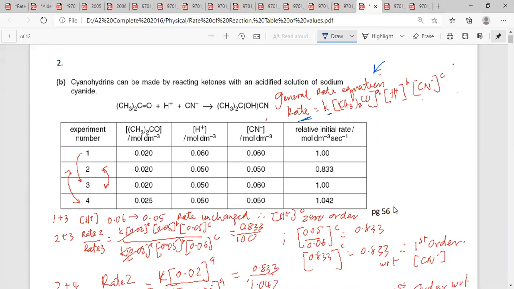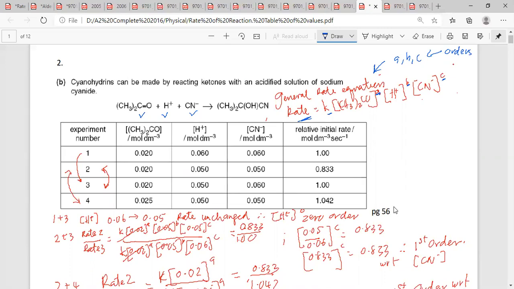Now there are three reagents here: propanone, H plus, and your cyanide. So put A, B, and C as the powers. I want to determine A, B, and C, which are called the orders. Given this data, how do I use it? Very simple. Look at the experiments and look for any that are the same. Those that are the same can be cancelled off.